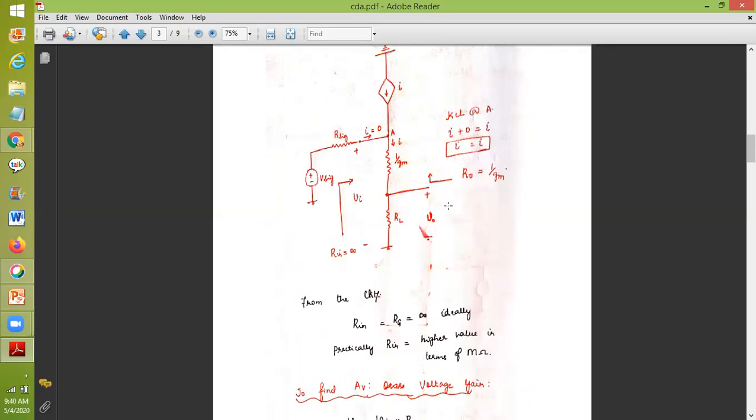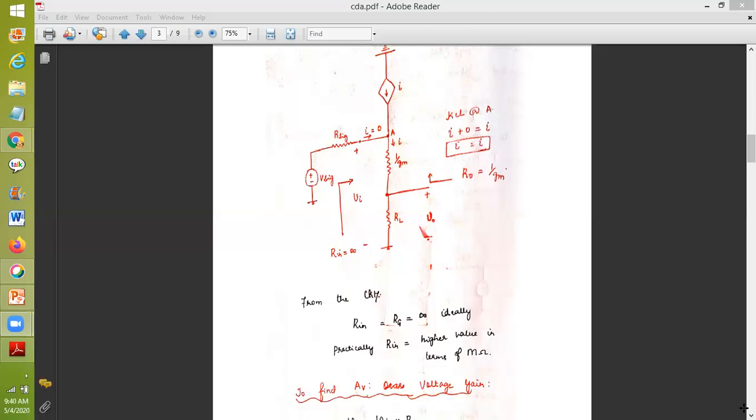Yes, ma'am. Okay. So at point A, what we are doing? At point A, we are applying KCL. So KCL at point A, incoming current is equal to outgoing current. Incoming current here is I and this current is 0. I plus 0, outgoing current is I. So whatever the current coming here, the same current is flowing here. Okay.